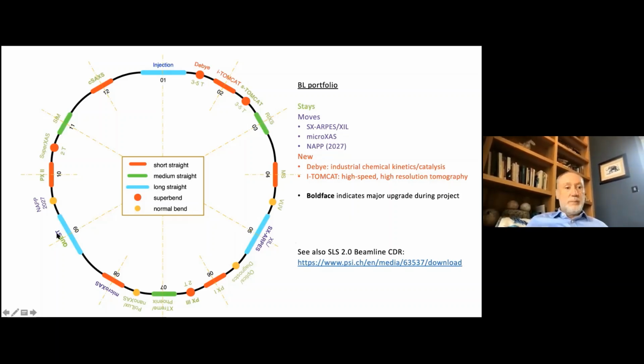The Quest beamline, for example, is a conglomeration of the old Pearl beamline and the old Cis beamline, so extending the electron spectroscopy and the chemical XPS capabilities into one larger beamline. Please feel free to look at the beamline CDR. It's a large document, about 300 pages, at this link here.